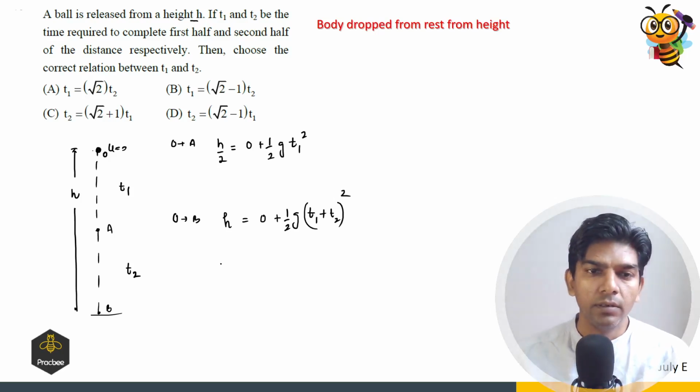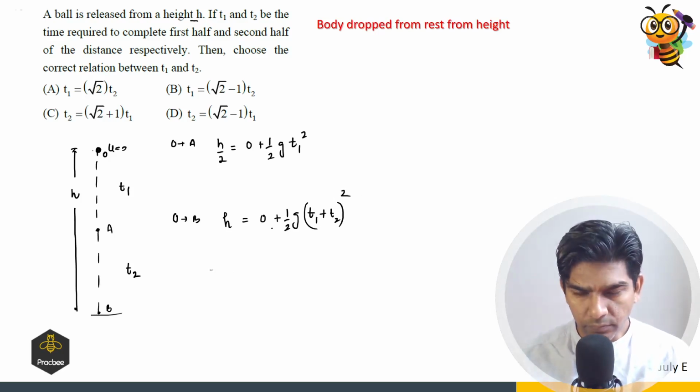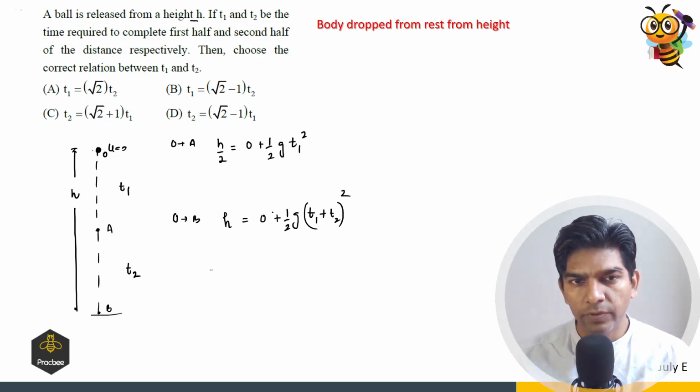So I'm going to use the second equation of motion, s equals ut plus half at square. So if you apply from O to A, it will be h by 2 equals initial velocity 0 plus half g t1 square. Now if you apply the same equation of motion from O to B, here the height will be h equals 0 plus half g, and the total time will be t1 plus t2, right? Now from this we can take the ratio, right?